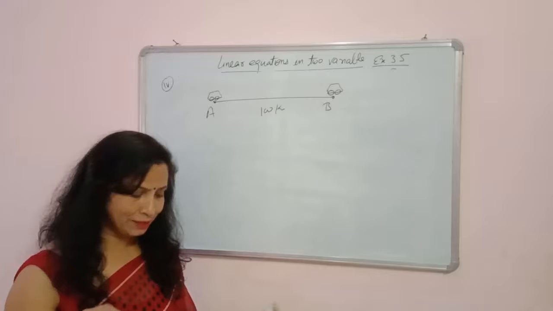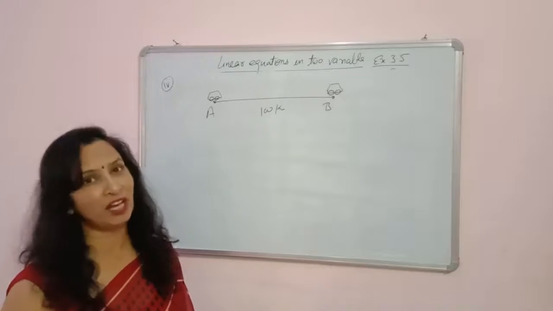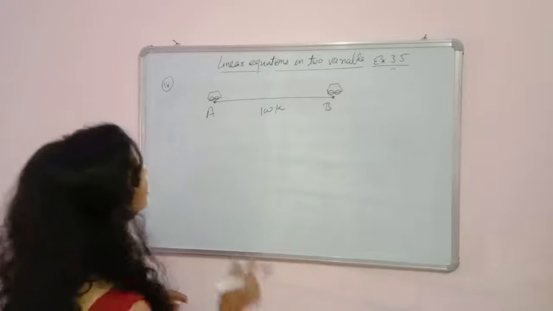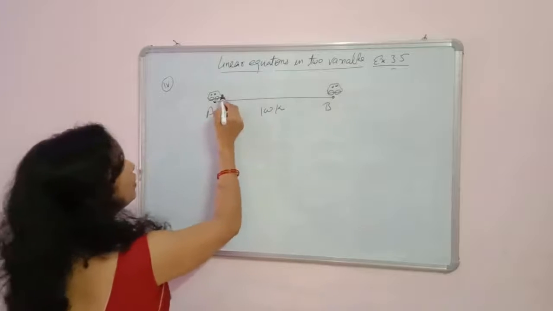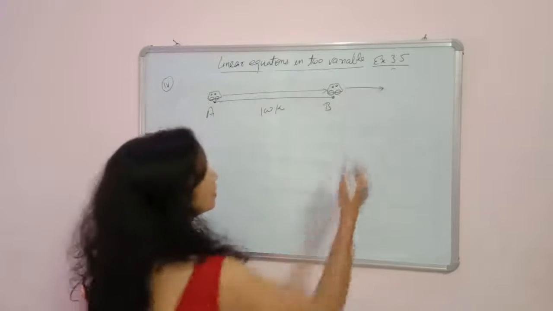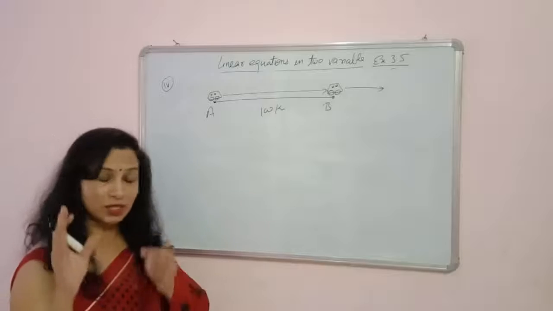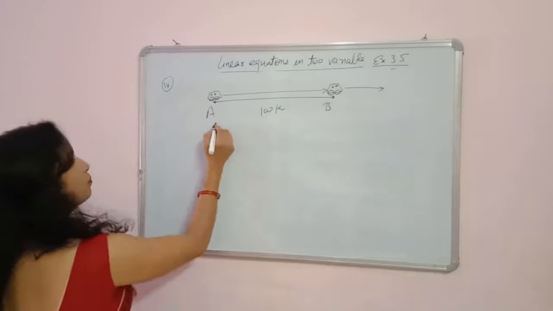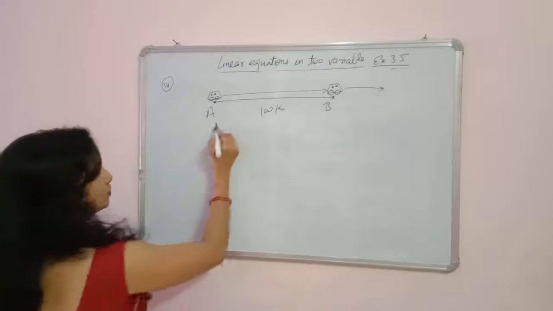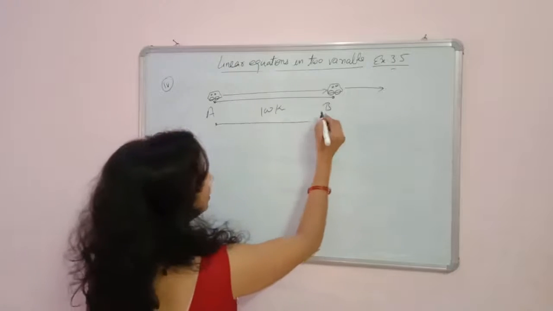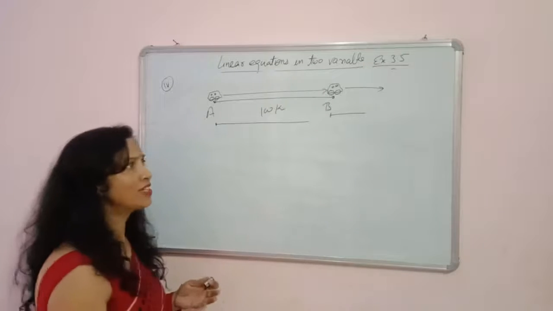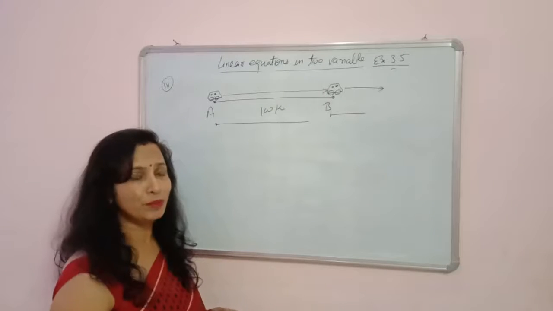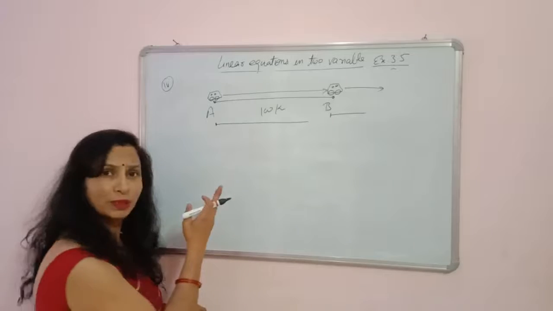And at the same time, if the cars travel in the same direction at different speeds, they meet in 5 hours. So they start at the same time and if they move in the same direction like this, they meet in 5 hours. Just try to understand it. Suppose this car starts from here and it is moving like this. Another car starts from this point and again it is moving like this. Obviously the speed of the car starting from point B should be less as compared to the car starting from point A.